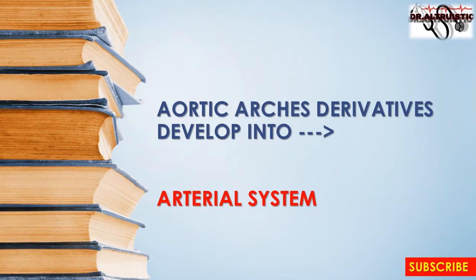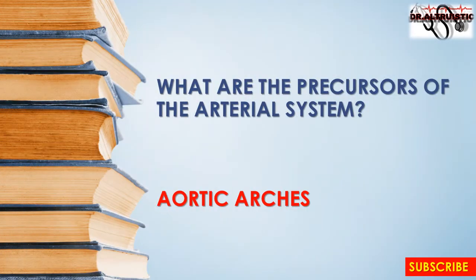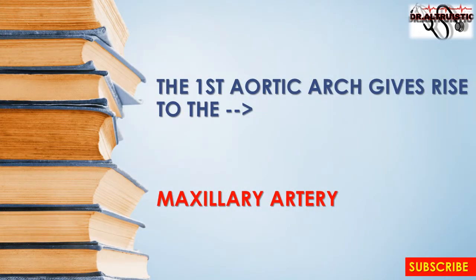Aortic arch derivatives develop into the arterial system. What are the precursors of the arterial system? Aortic arches. The first aortic arch gives rise to the maxillary artery.